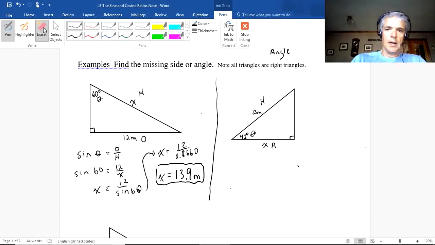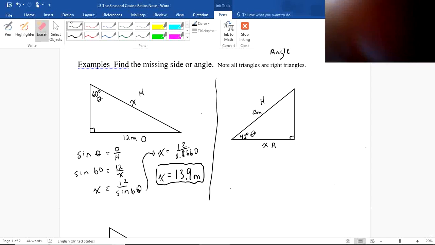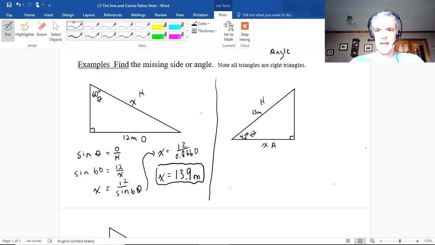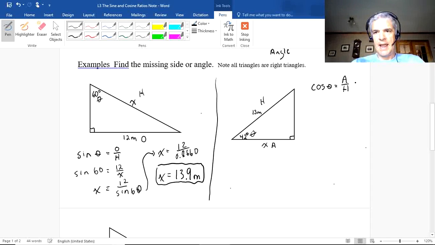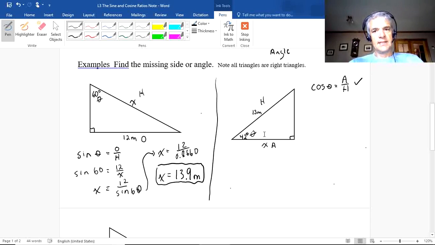So I'm just going to erase here and see if that keeps it away. Yep. And I can now do my work. I can do it over here because I got a little bit of room here. I'm going to say cos theta equals adjacent over hypotenuse. And I have to write that. That's going to be good for a mark. The next step is to do my substitution. Substitute stuff in.